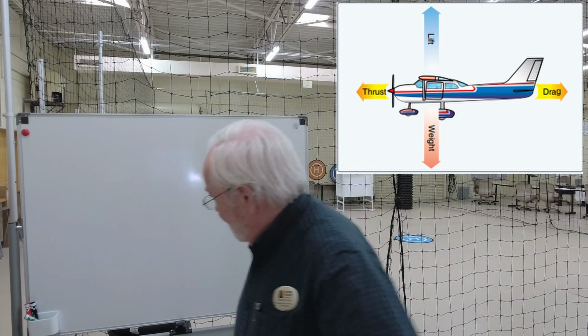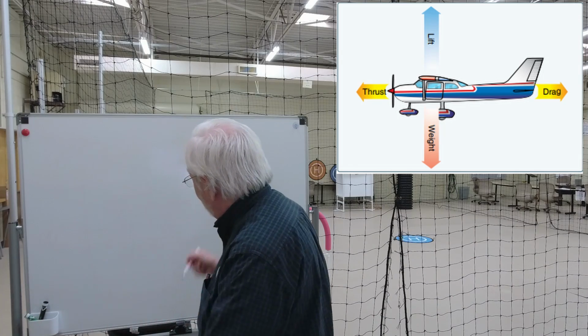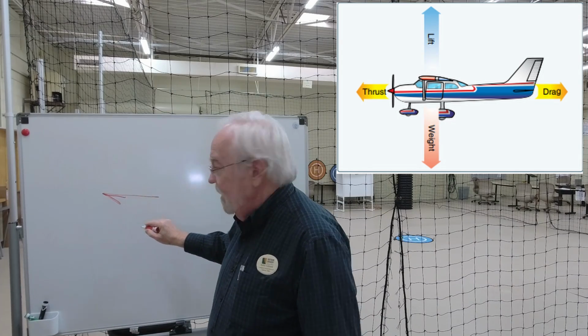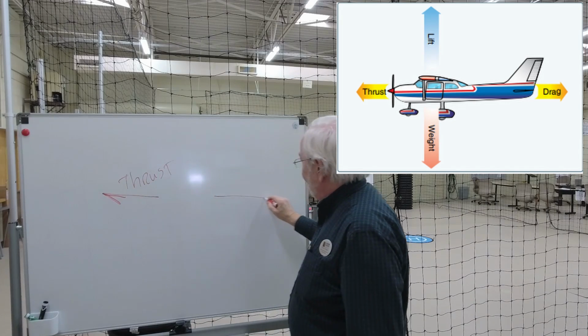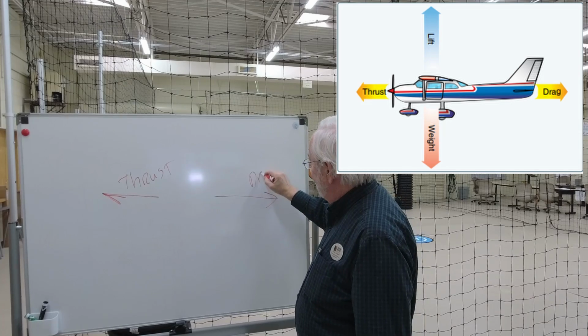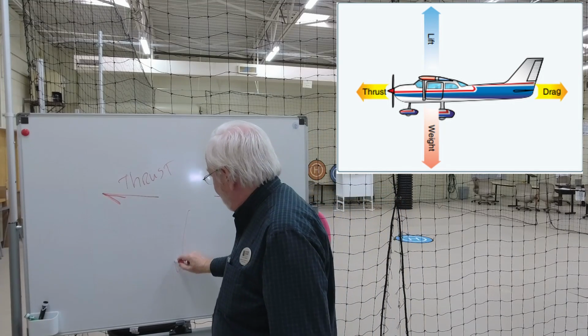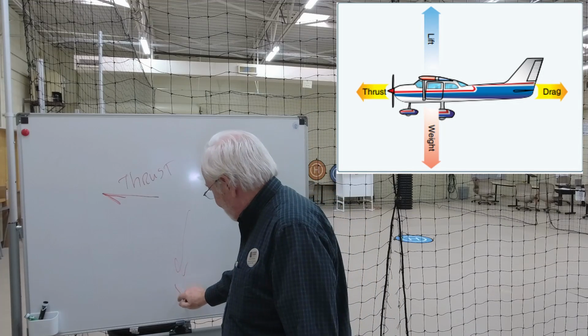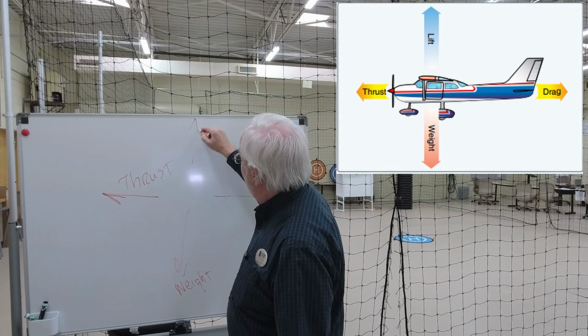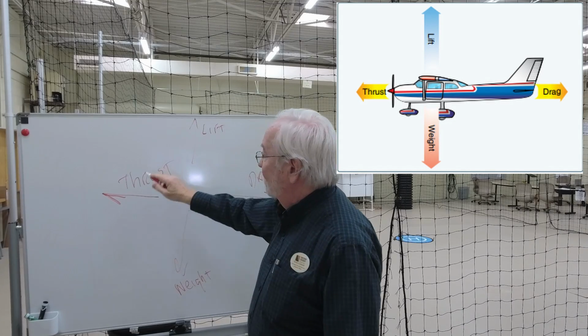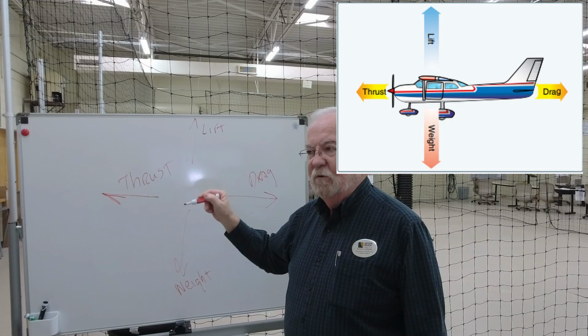Just as a review, remember that flying drones is a delicate balancing act, right? We have to remember the four forces. We have thrust that pushes the drone forward. Then we have drag that's resisting that. We have weight or gravity. And then we have to have lift. When all four of these things are equal, the drone hovers.